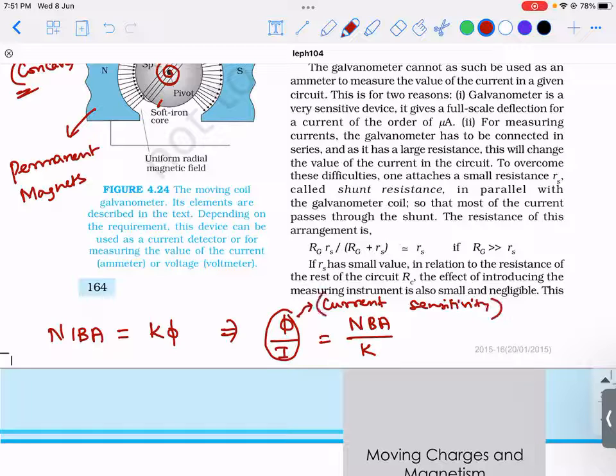So what is the current sensitivity of a galvanometer? It is the amount of deflection that the galvanometer is able to generate when unit current is passed through it. Correct? The amount of deflection created in a galvanometer when unit current is passed through it. So this is phi divided by I, which is equal to NBA divided by K. So what is going to be the unit of it?